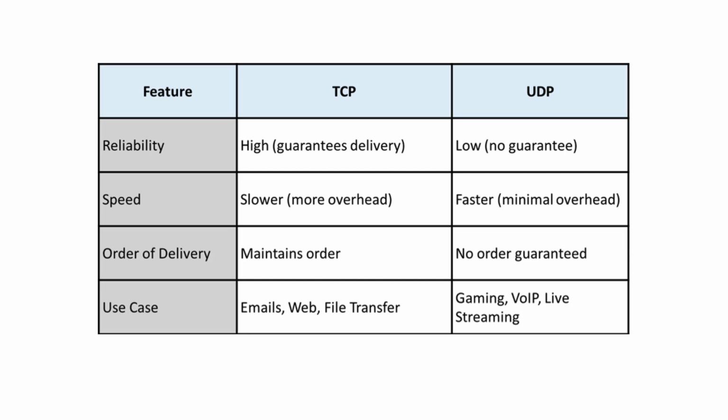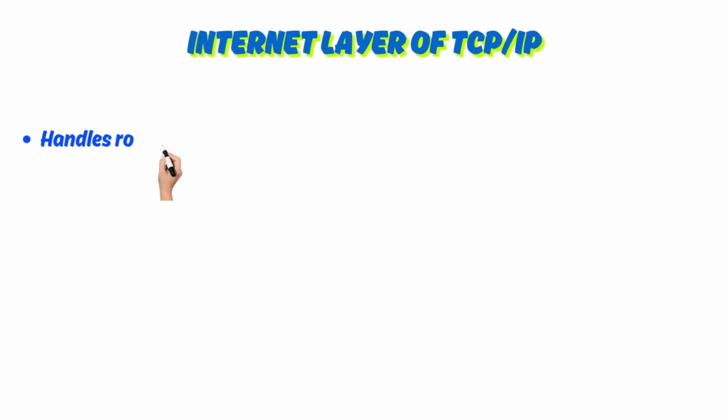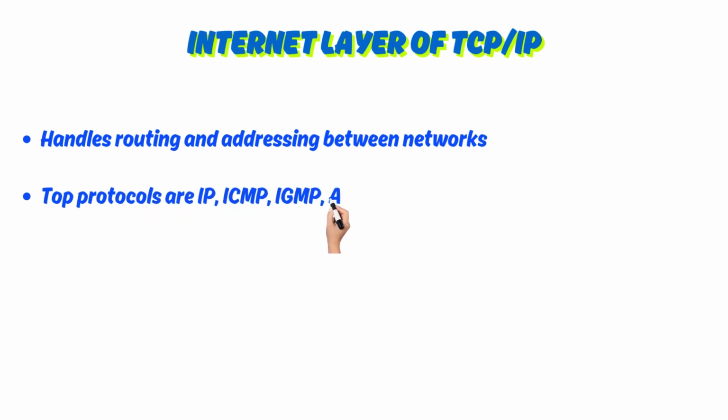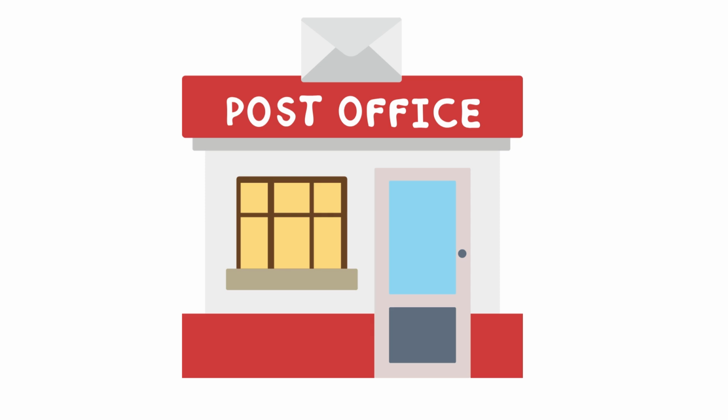The third layer of the TCP/IP protocol suite is called the Internet layer. It handles the routing and addressing between networks. The top protocols operating at this layer are IP, ICMP, ARP, IGMP, and RARP. This layer is like the postal service of the Internet. IP is responsible for giving every device on the Internet a unique address, like your home address, for routing your data to the correct destination.